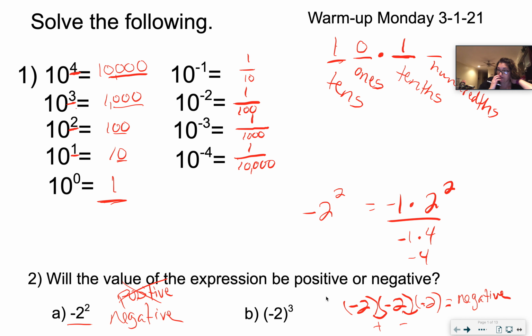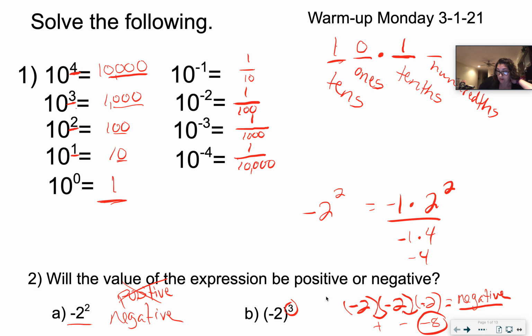Okay? And I really don't care what the answer is, but you have 2 times 2 is 4, 4 times 2 is 8, so it'll be a -8 would be your answer. Okay? So notice how the exponent's an odd exponent. So typically when we have an odd exponent, your answer will come out negative.